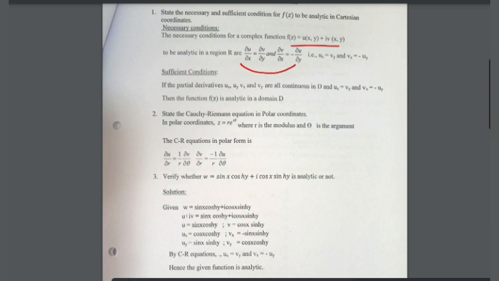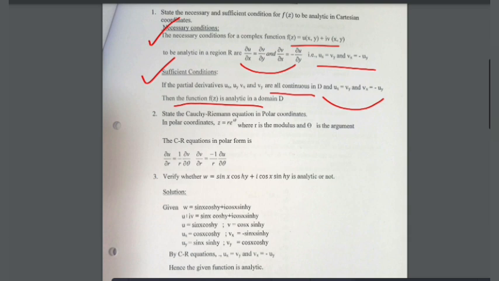Here this is the Cauchy-Riemann equation. Tau u by tau x equal to tau v by tau y, and tau v by tau x equal to minus tau u by tau y. This can also be written as ux equal to vy and vx equal to minus uy. This is the necessary condition for the Cartesian coordinate. Next, the sufficient condition for the Cartesian coordinate is the same Cauchy-Riemann equation. If the partial derivatives are all continuous in D and satisfy the Cauchy-Riemann equation, then the function f of z is said to be analytic in the domain D.